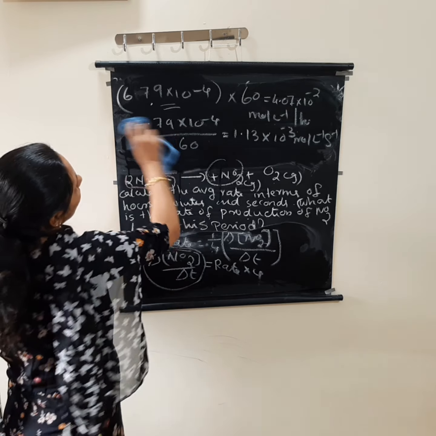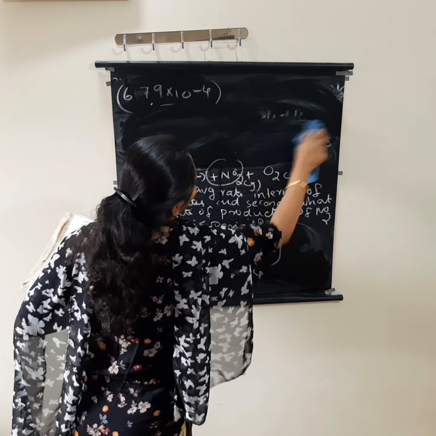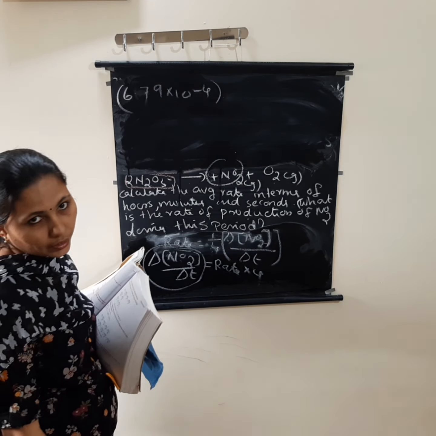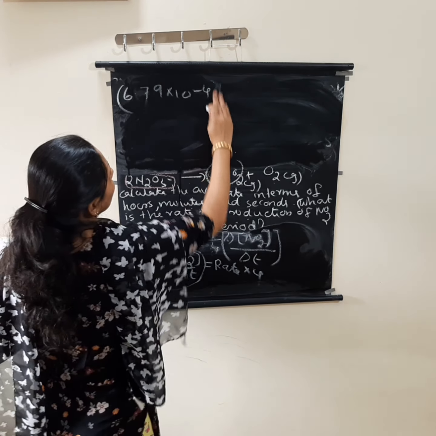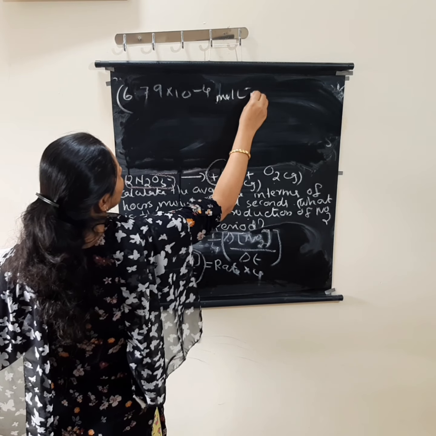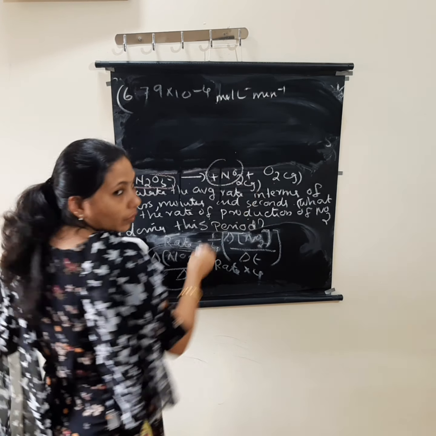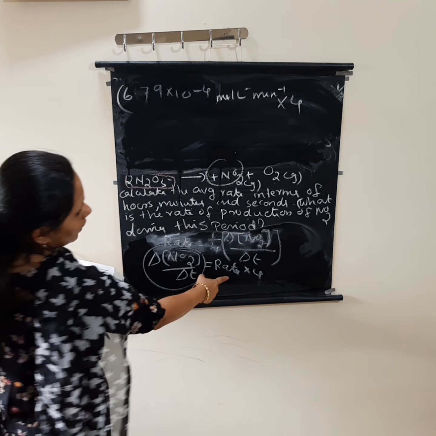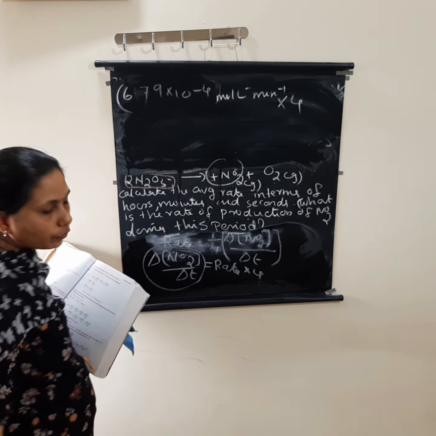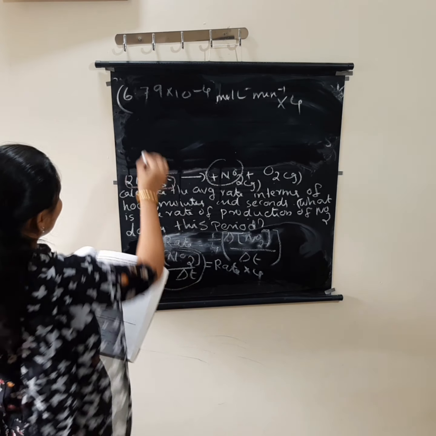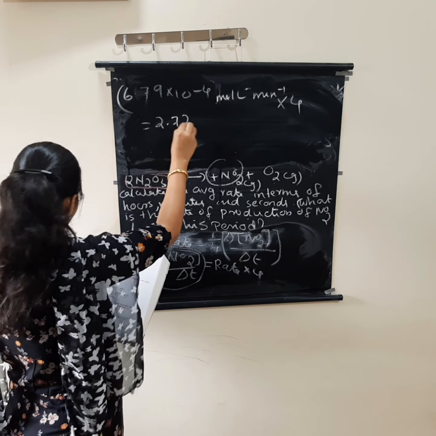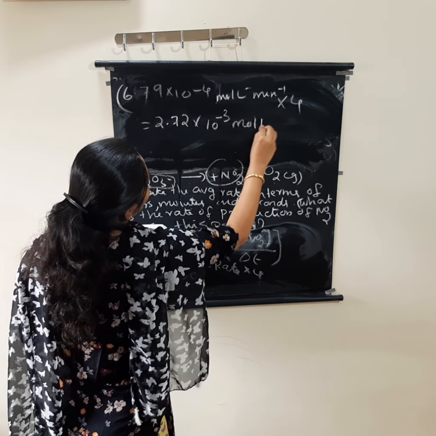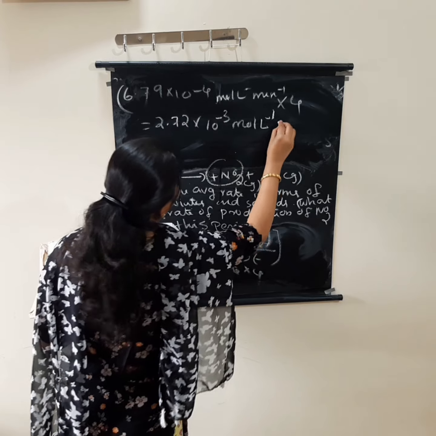How much rate did we calculate? The rate in minutes is 6.79 into 10 raised to minus 4 moles per liter per minute. Into what do we have to do? Into 4, because the rate equals this much, and into 4. So the final answer is found to be 2.72 into 10 raised to minus 3 moles per liter per minute.